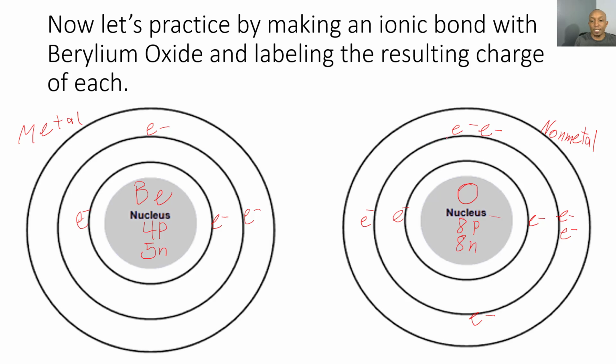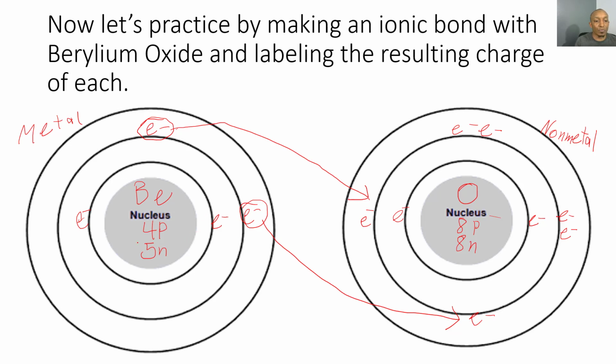So the question is, is it easier for oxygen to give up 6 valence electrons to beryllium, or beryllium to give up 2 valence electrons to oxygen? Well, it's much easier for beryllium to give up 2 valence electrons to oxygen, and that's exactly what's going to happen. So one is going to go here, and then one is going to go here.